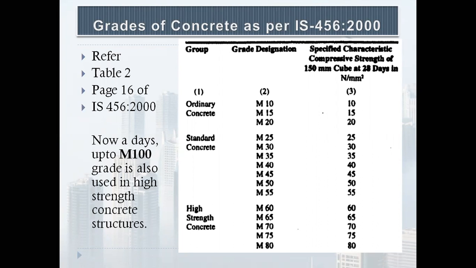And M25 to M55 we use in structural elements. If our structures are enormous weighing structures, that means like dams, some hydraulic structures like weirs, barrages, so in all that type of structures, we'll use high strength concrete. The grades are from 60 to 80 as per IS code, but nowadays M100 is used. Many of the bigger grades are now available, or you can say these are made.